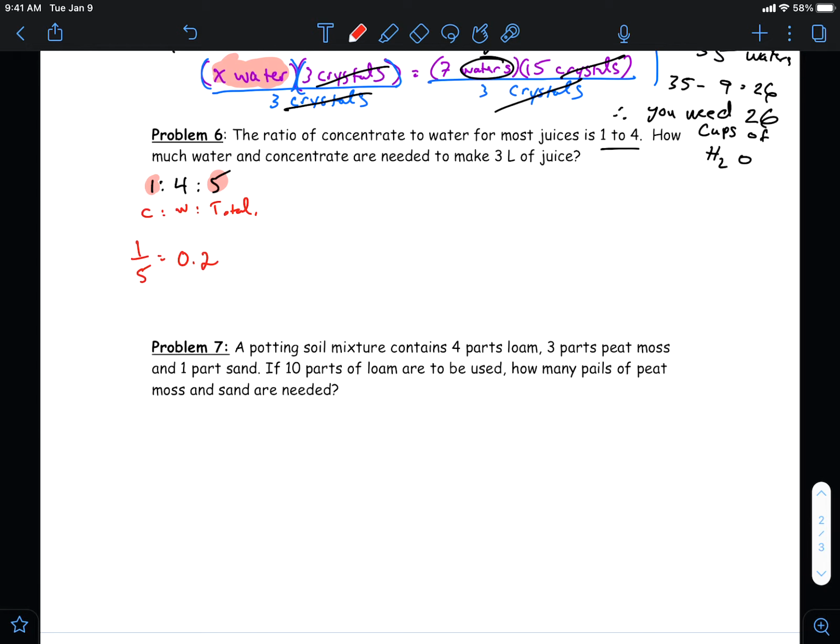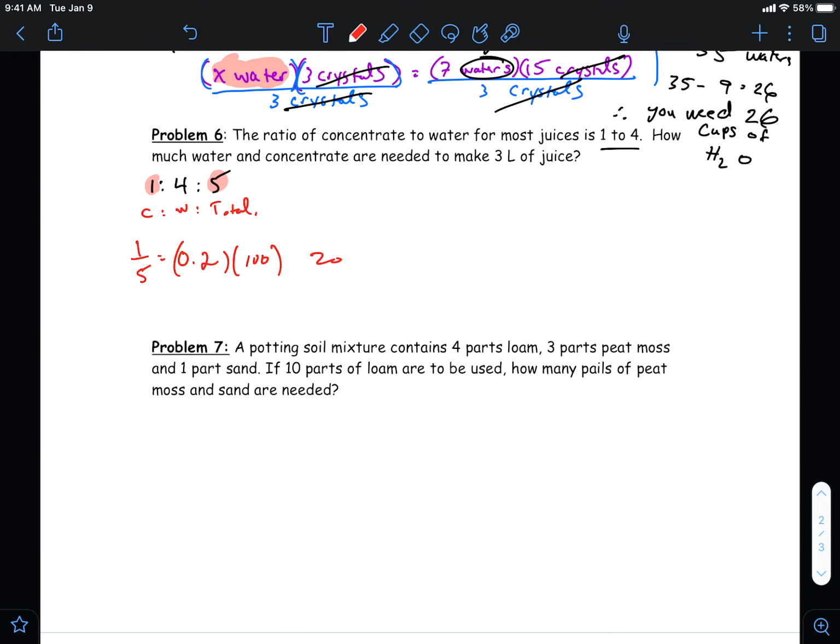which means 20% of this final mixture is going to be concentrate. Does that make sense? If you wanted to convert something into a percentage, you would multiply by 100. That would be 20%. You don't need to write that down, I'm just showing you how that works out. So 20% of this mixture is going to be concentrate.